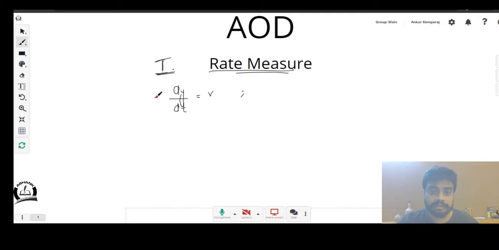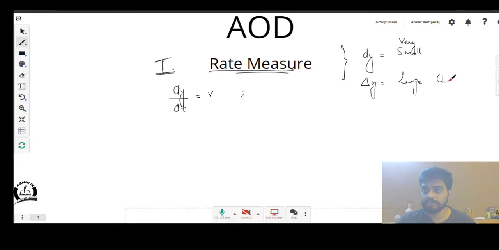Now, also keep in mind the difference between dy and delta y. Remember, your dy or dx means it's just a very, very small change. Whereas a delta y on the other side is a larger change. All right, that's the difference between the two. So dy by dt would probably mean velocity if y is position and t is time.